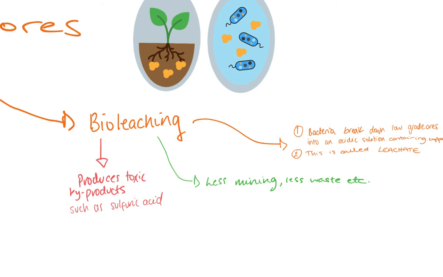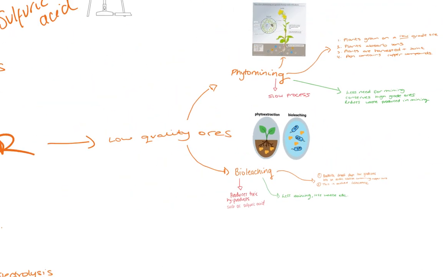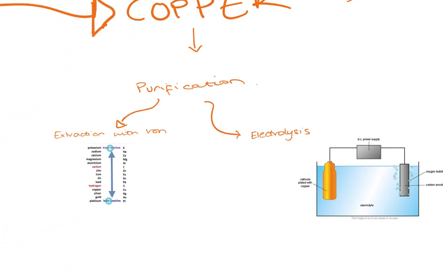Now, phytomining and bioleaching are really, really important methods that we have taken on in order to obtain resources from our earth in a more sustainable way. Okay, they're really important processes. But at the end of those two processes, we don't end up with pure copper yet. And so we need to also be aware of the purification techniques to obtain that. Now, these two things are things that you have done before. They are not new, but it shows you how chemistry links together.